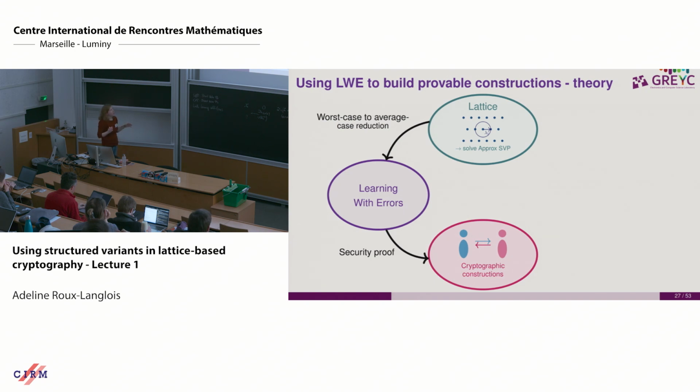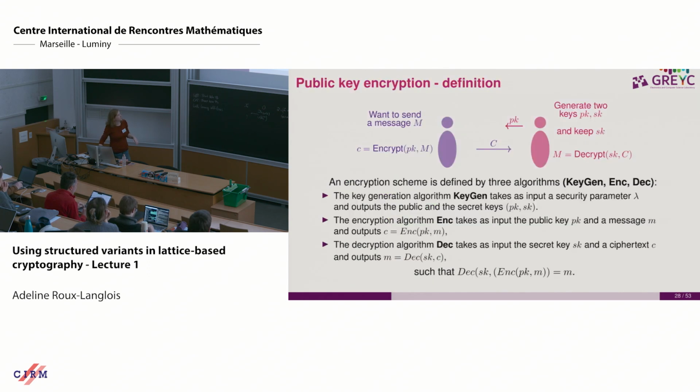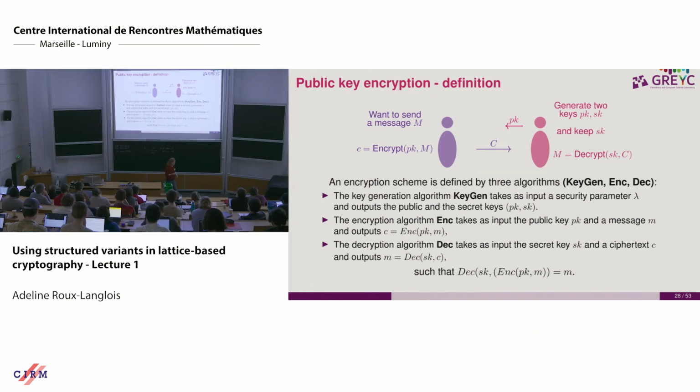Okay. So for now, we discussed the first part of this picture. We start from our problem on lattices, and we show that we have the learning with errors problem, which is also a very hard problem, on which we can start building a cryptographic construction. So the second part today will be, okay, I have this problem, how do I build an encryption scheme? So I just recall the definition of an encryption scheme. As I said at the beginning, I want to send a message to someone, and I don't share a secret key.